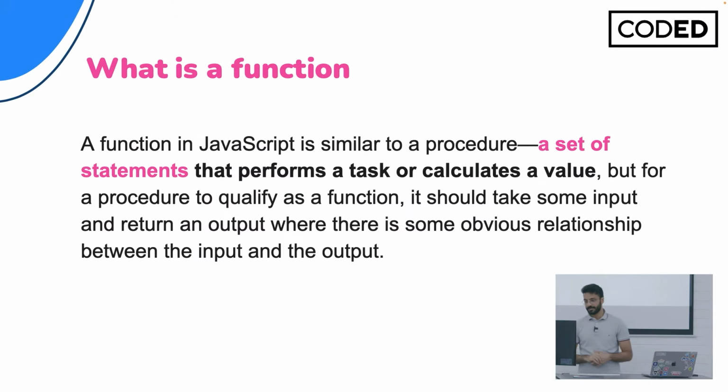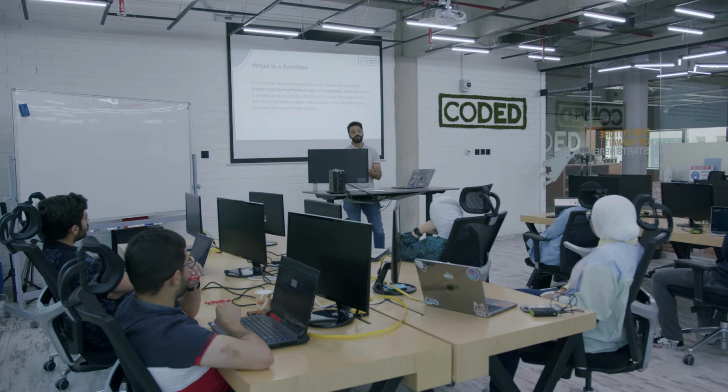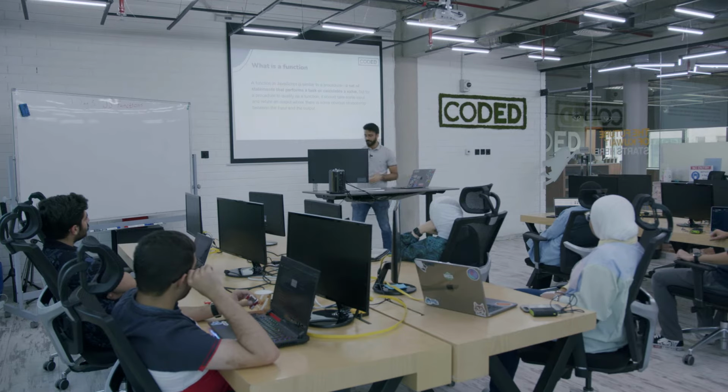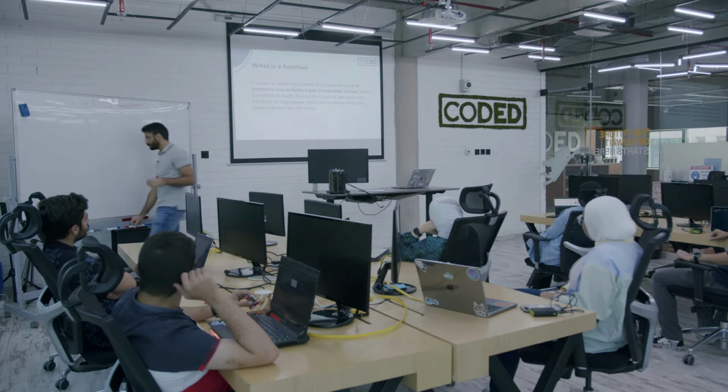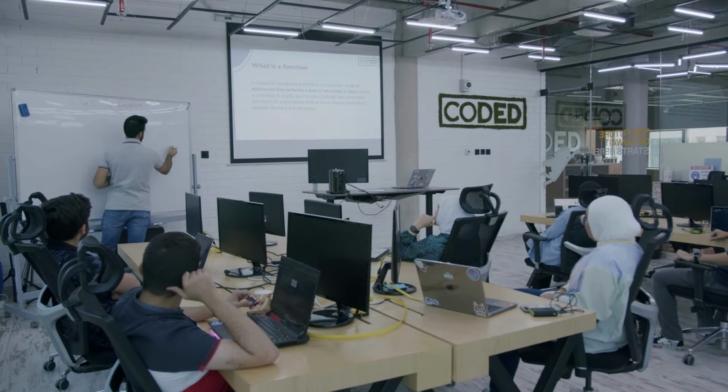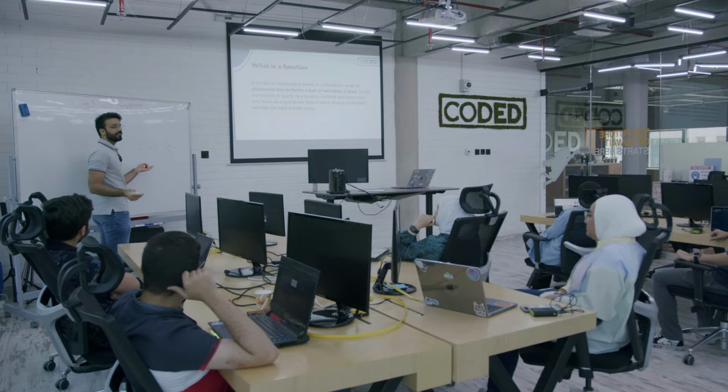So functions, theoretically, in JavaScript are similar to a procedure: a set of statements that performs a task or calculates a value. But for a procedure to qualify as a function, it should take some input and return an output, where there is some obvious relationship between the input and the output. Like in math, for example, we would say f(x) equals x squared. Right? So this is the function definition.